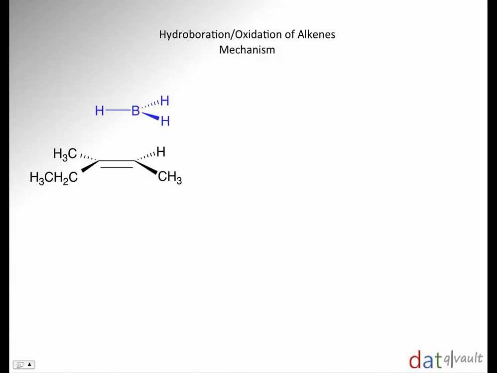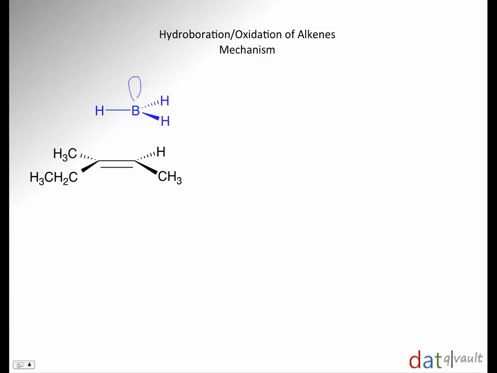So why do we get syn addition of the boron to the alkene? Basically the same reason as for the past two reactions, which were also syn addition. The entire reaction has to happen on one side of the molecule because it's completely concerted.